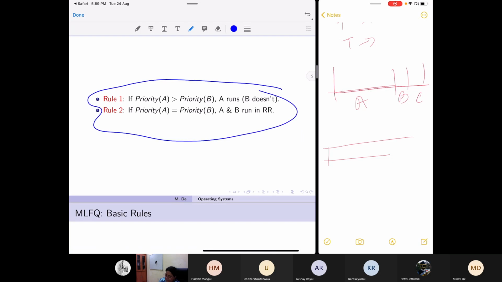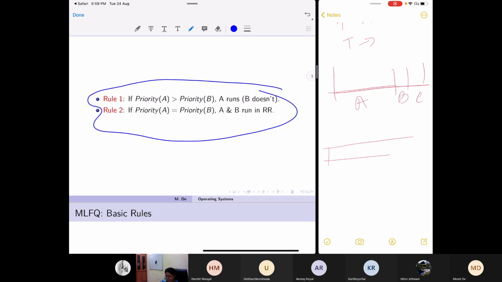Let's say I have many jobs. In the multi-level feedback queue, since this is a policy, you must have some rules. The first rule is something like this: if the priority of a job is bigger than the priority of another job, you should run the job with the higher priority first.